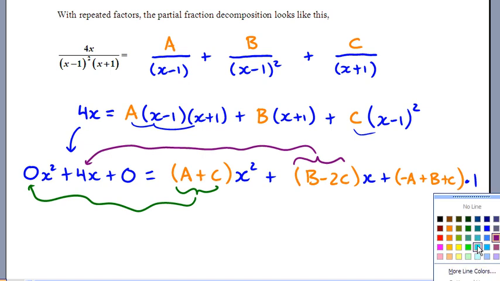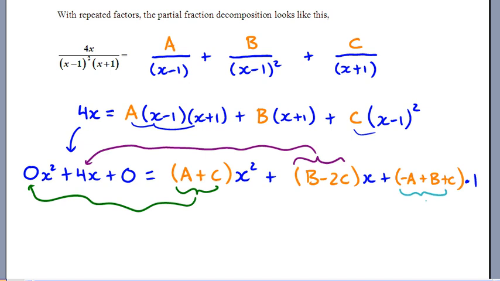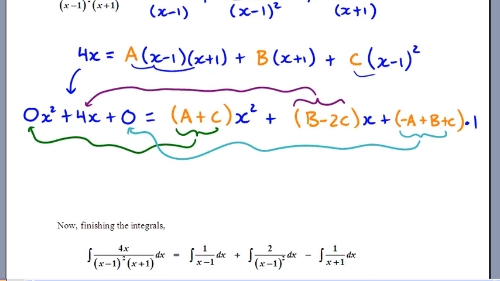And one more looks like this one here. That trinomial has to equal 0. And when you solve that trio of equations, 3 equations, 3 unknowns, right, you would have A plus C. Well, actually, let's go with that. A plus C is equal to 0, which if you're going to do matrices, you'd say A plus 0 B's plus a C is equal to 0. You'd have B minus 2C is equal to 4. And you would have negative A plus B plus C is equal to 0.